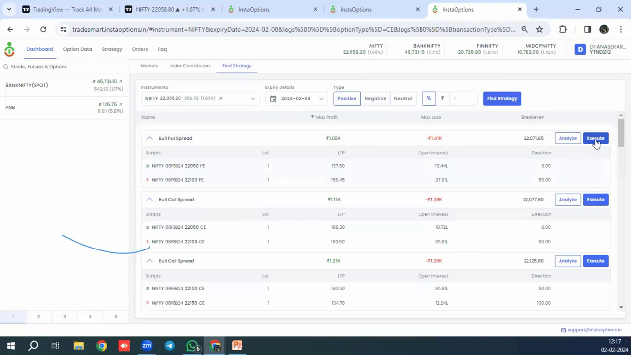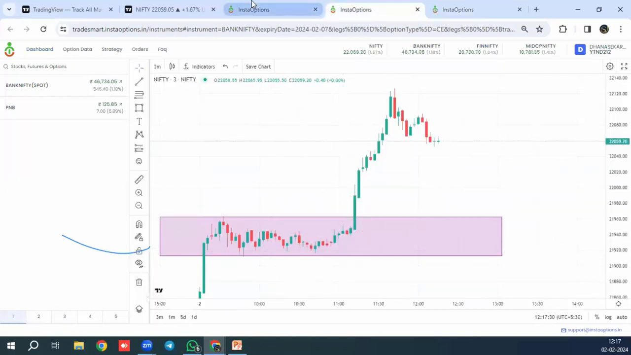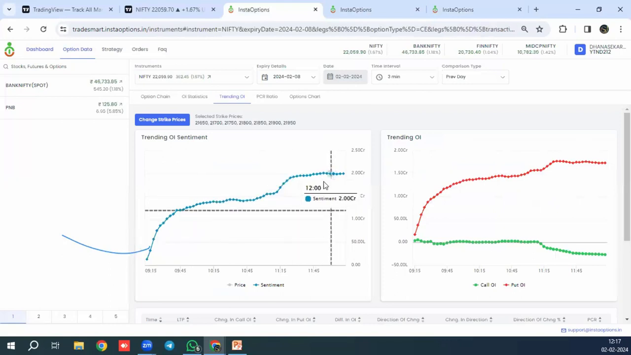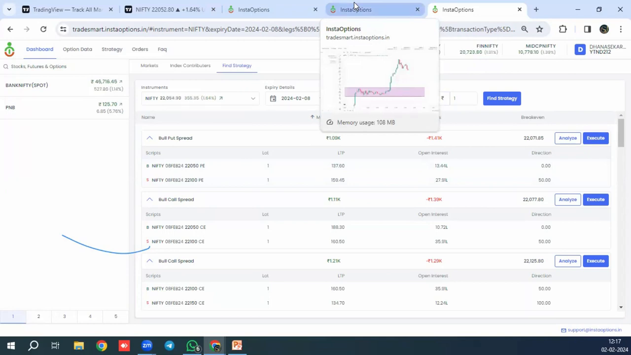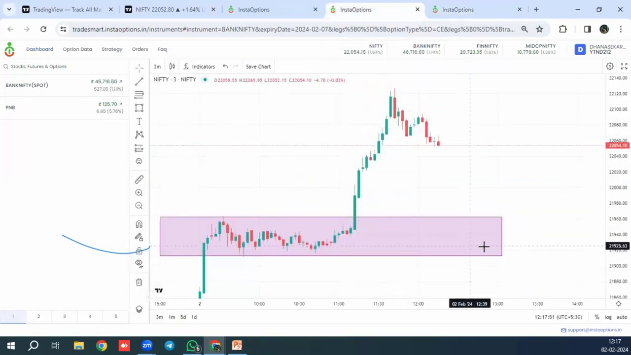It is not going to take even more than 2 to 3 seconds for you to execute the trade, because you have seen here there is a breakout and you have confirmed that there is a positive sentiment, and you can come here, go to positive, find strategies, and immediately you can go for execution. Okay, so it's not going to take more than 5 seconds for you to analyze and get into a trade. But before that, you need to have a clear picture of how the market is. So if you have analyzed all this, and execution is going to take only 2 to 3 seconds, not more than that. Right? Okay.